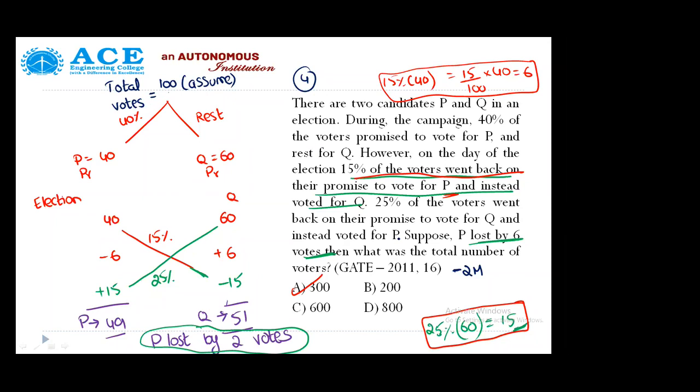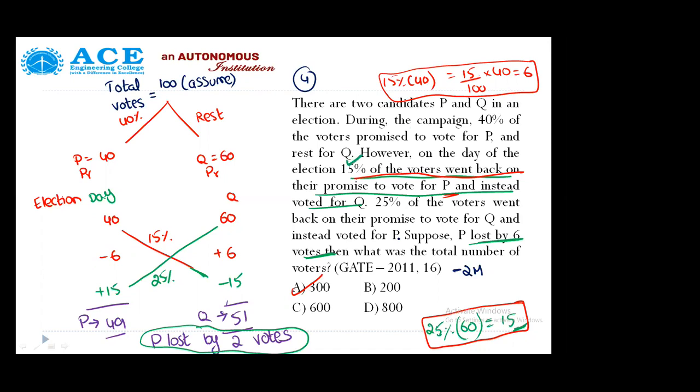During campaigning, 40% of people promised to vote for some party P. 40% of 100 is 40. The rest is for Q, which means 60. Now what happened on the day of election? They may change. They promised for P and Q, but they can change on the election day. So on election day these people changed their decision. Those who changed are 15% of the people who promised for P. How many promised for P? 40. Among that, 15%.